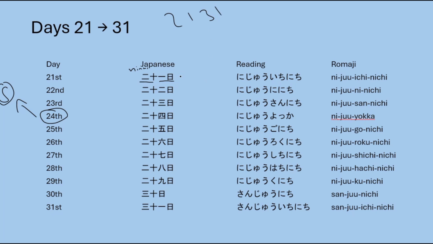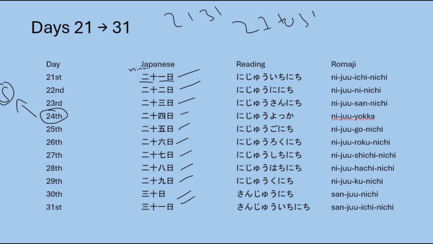Now let's practice this one more time. The first is 21. Niju Ichi Nichi. Niju ni Nichi. Niju san Nichi. Niju Yokka. Niju go Nichi. Niju roku Nichi. Niju shichi Nichi. Niju hachi Nichi. Niju ku Nichi. Sanju Nichi. Sanju Ichi Nichi. So these are the days from 21 to 31 in Japanese.